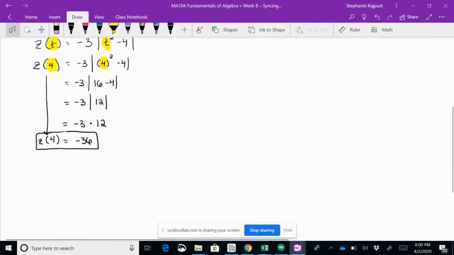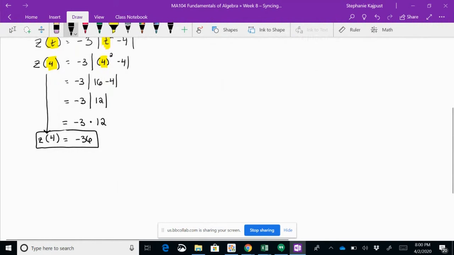And so that can also be written as an ordered pair because it's telling us our input value is 4 and our output value is -36. So it's also representing an ordered pair there. So you're just plugging in a number and then following the order of operations.